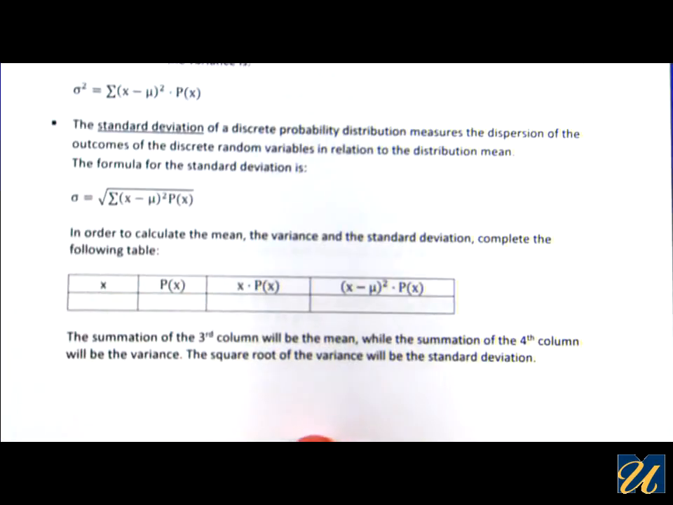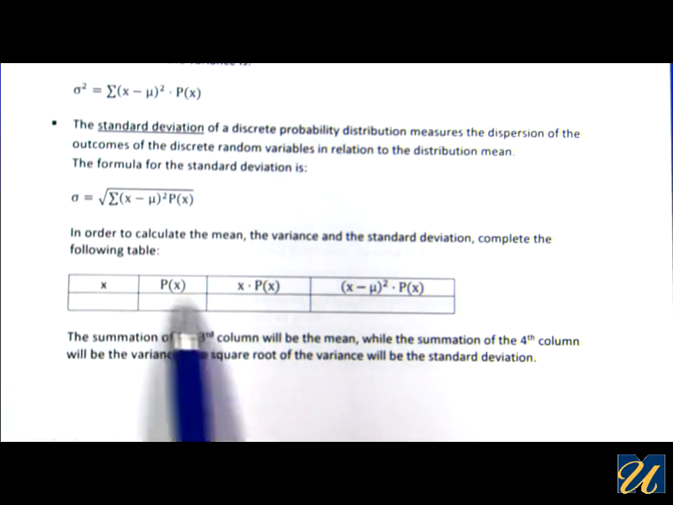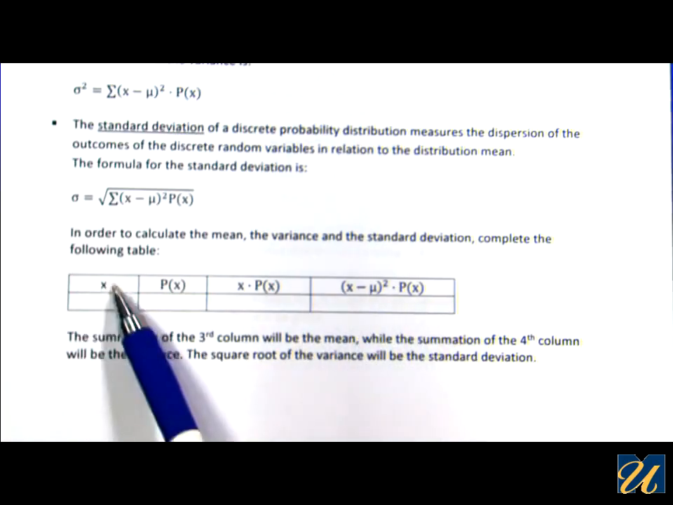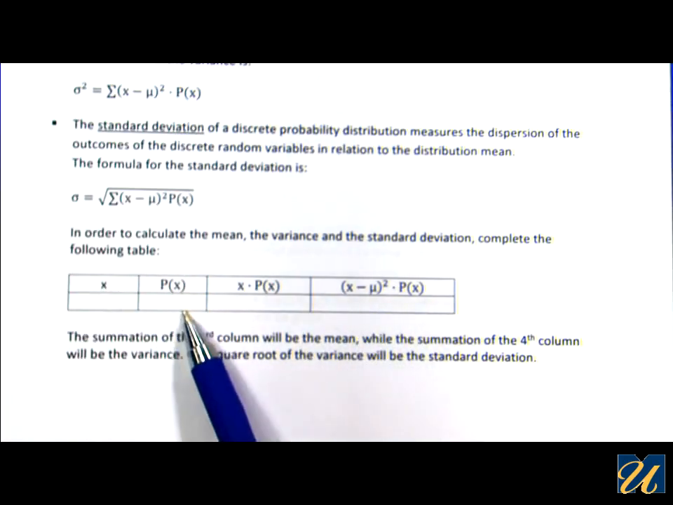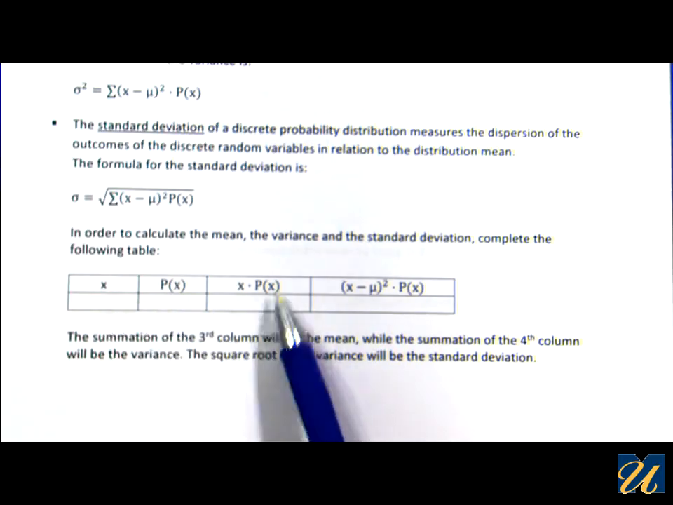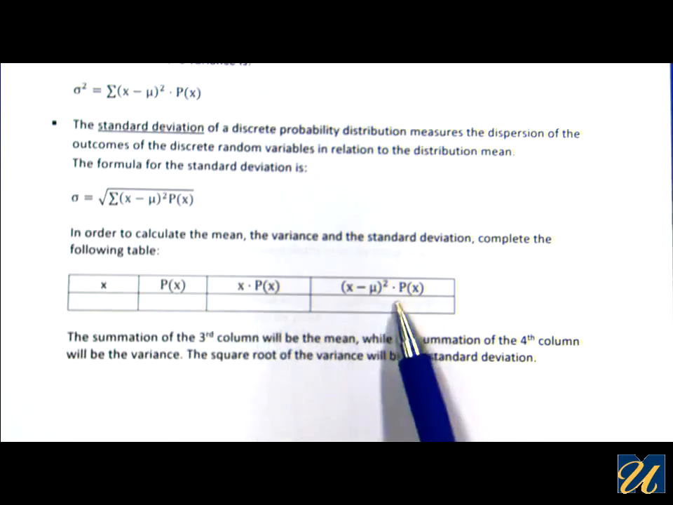In order to calculate the mean, the variance, and the standard deviation, it is best to use a table where you have all outcomes alongside the corresponding probabilities. If I'm not giving you the corresponding probabilities, I will be giving you the frequencies, and based on the frequencies, you will be able to use the relative frequency, which is the probability. You will take the product of each one, you will add them, this will give you your mu, and then you will use it for your variance.